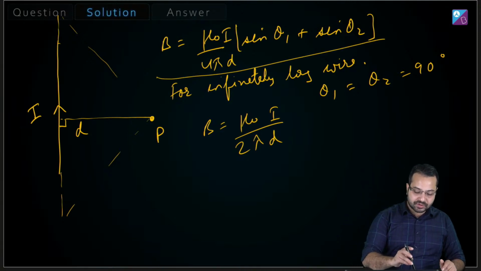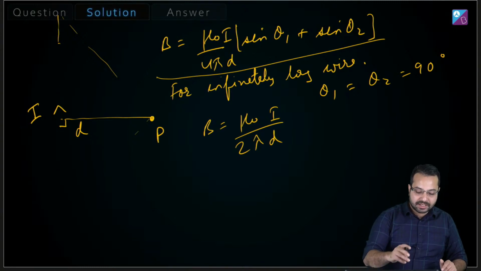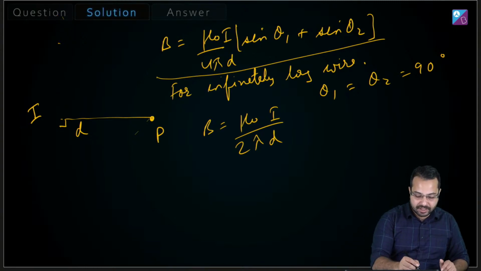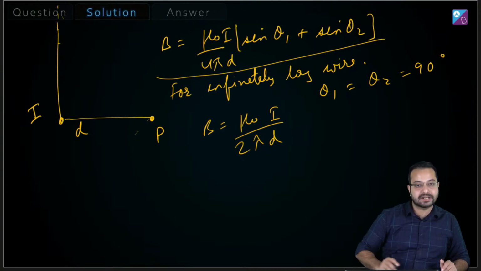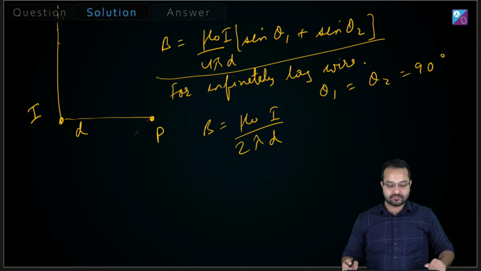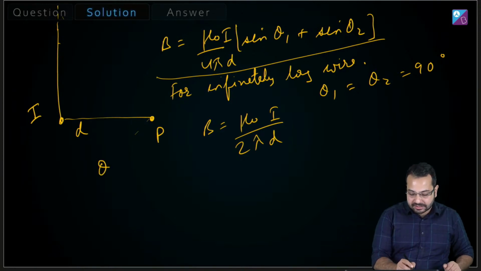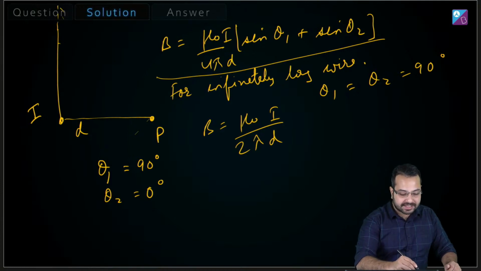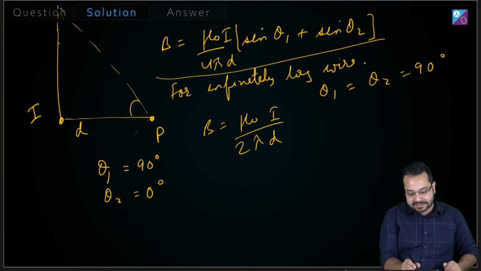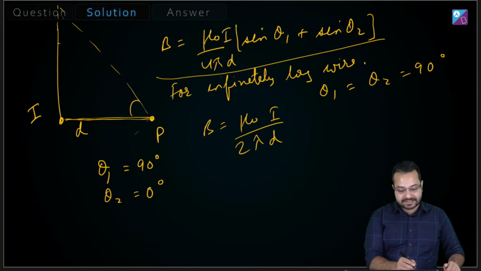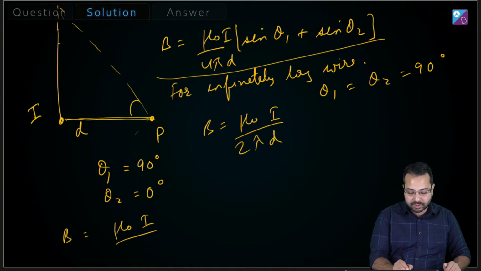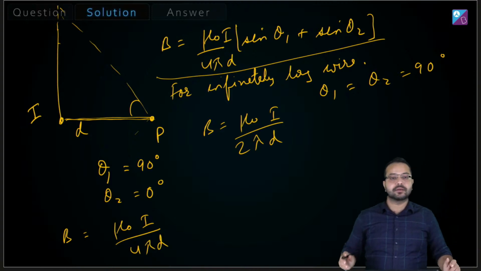Now suppose in this situation I have a semi-infinite wire. What does semi-infinite wire mean? Semi-infinite wire is going to mean that one end is here, at a finite distance, and the other end is far away. In that case, what is going to happen? Theta 1 is going to become 90 degrees and theta 2 is going to become 0 degrees. Can you check? In that case, the magnetic field is going to become mu naught I upon 4 pi d. Do you agree?